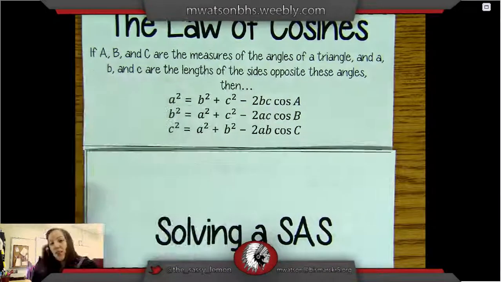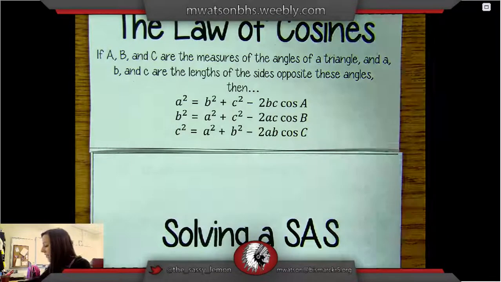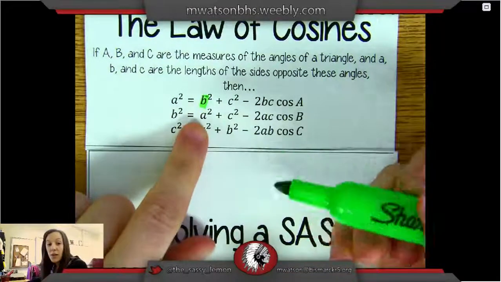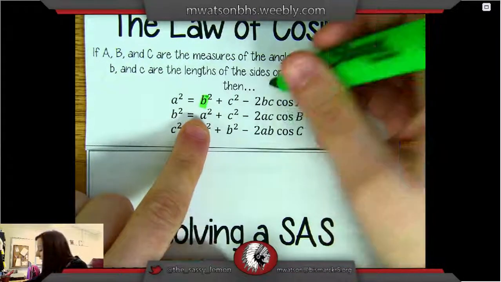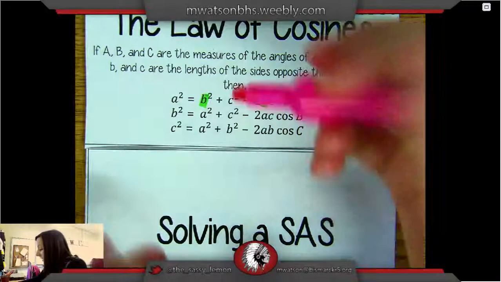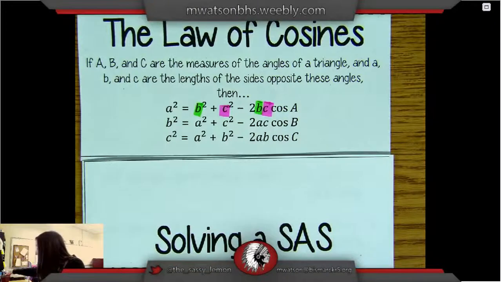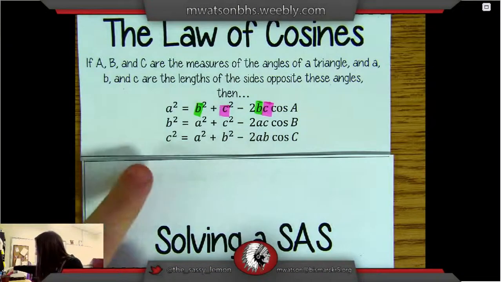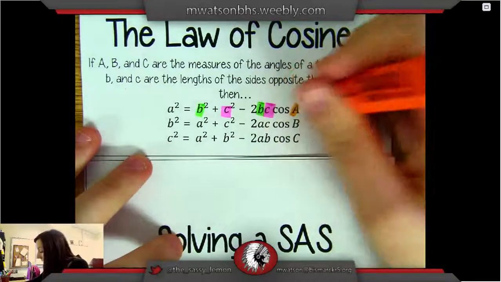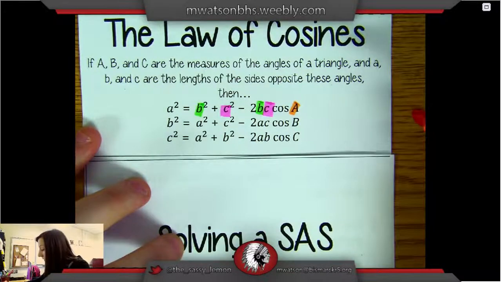There are some little tricks to help you remember this. First of all, notice that your side lengths always show up twice. So b squared, and then b's over here. And then you've got c squared, and c's over here. And then you've got the angle of which the side is not present. The side is what you're solving for.